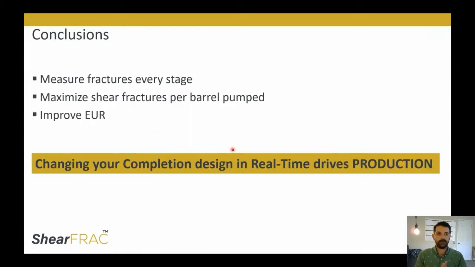So that's really it. It's a cost-effective technology. I'll just refer back to my original statement. Completion design drives production. The idea of using the same design for every single stage is no longer possible. We have to be agile in our approach. So if your completion design uses real-time changes to maximize shear fractures per barrel, maximize fracture surface area, then you can maximize EUR, you can maximize production.